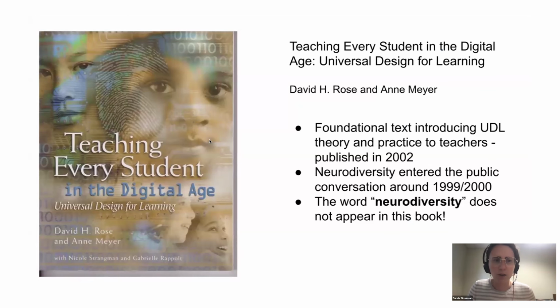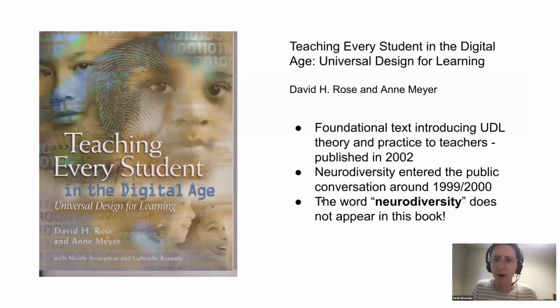This slide on the left shows an image of the front of the book, Teaching Every Student in the Digital Age: Universal Design for Learning. It is kind of the foundational UDL text, the first book that was marketed to the teaching community introducing the UDL framework by David Rose and Anne Meyer, and it came out in 2002.